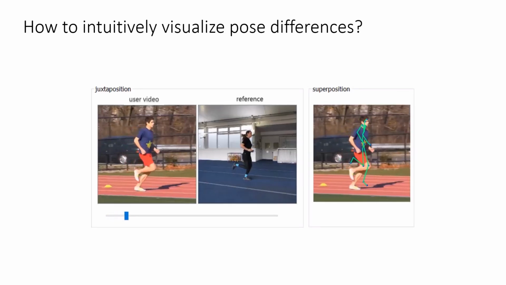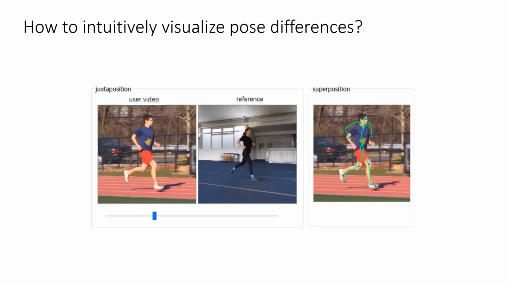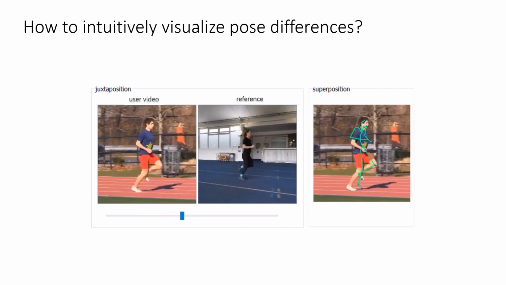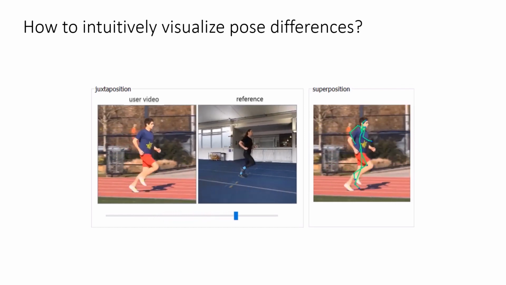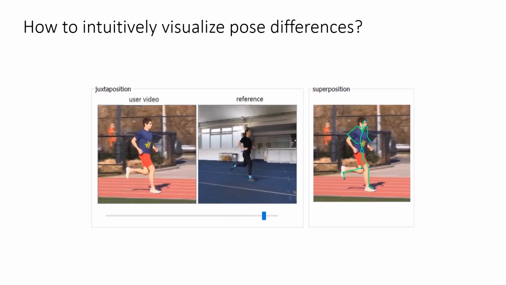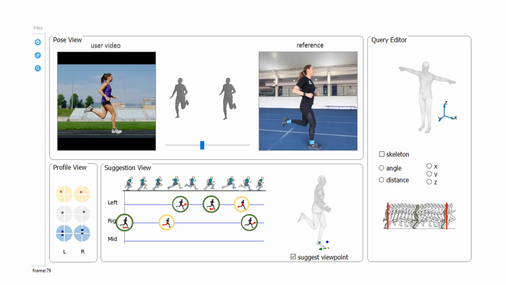Suppose an amateur runner would like to compare his running poses with a professional runner. How can he best analyze and perceive the pose differences? Towards this goal, we design a system, PoseCoach, to help amateur runners analyze and visualize running pose differences in videos. PoseCoach takes as input a user video of the novice and a reference video of an expert, and shows the differences based on the comparisons.